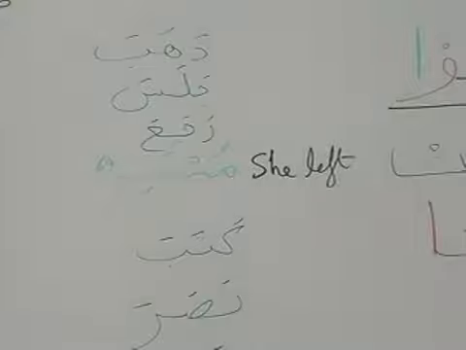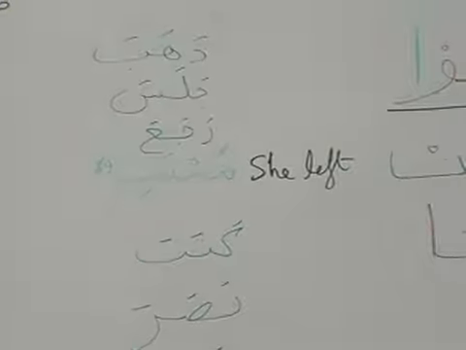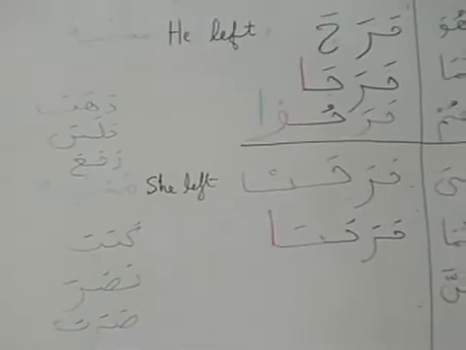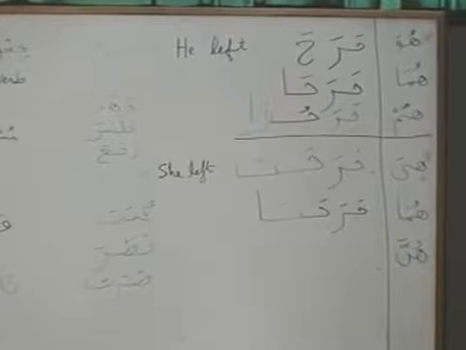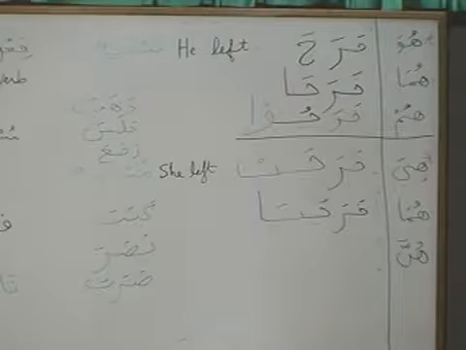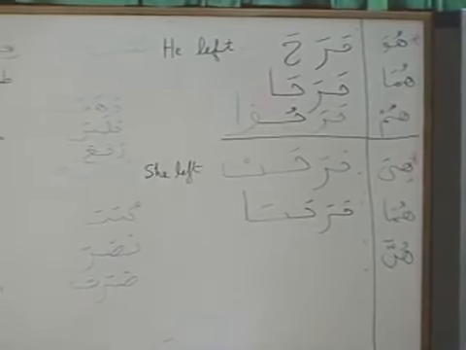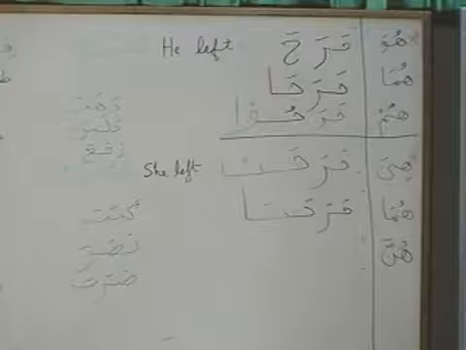Next one, brother. Raja'a, raja'u, raja'at, raja'ata. Are you with me? Next one, brother. Kataba, katabu, katabat, katabata. Next one, brother and sister. Nasara, nasaru, nasarat, nasarata. Okay? Are you with me, brother? Next one. Daraba, darabu, darabat, darabata. Are you with me?